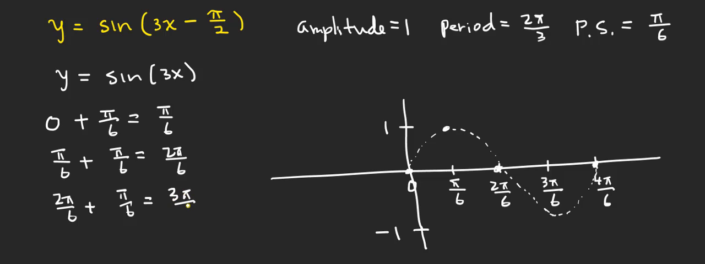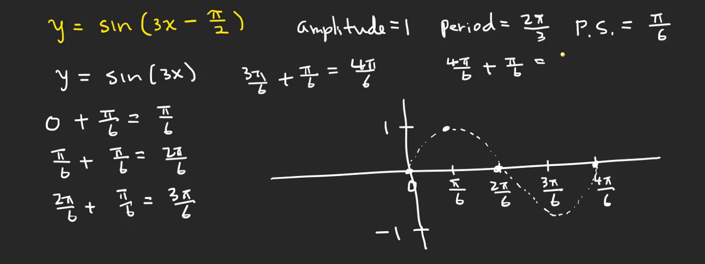3 pi over 6, and 3 pi over 6 plus pi over 6, which is 4 pi over 6, and then finally 4 pi over 6 plus pi over 6, which will be 5 pi over 6. So we need 5 key points.